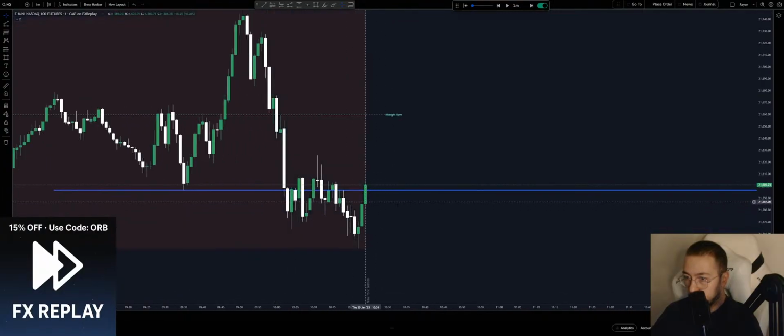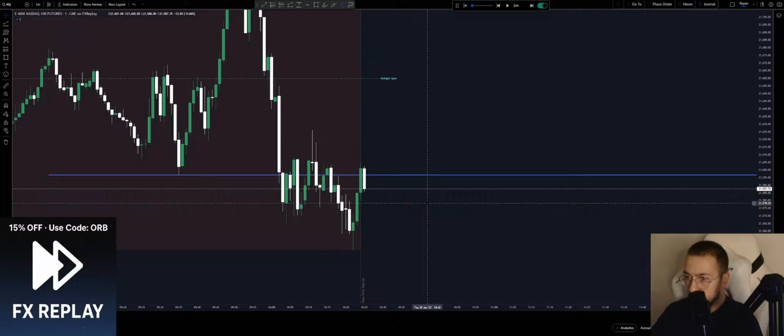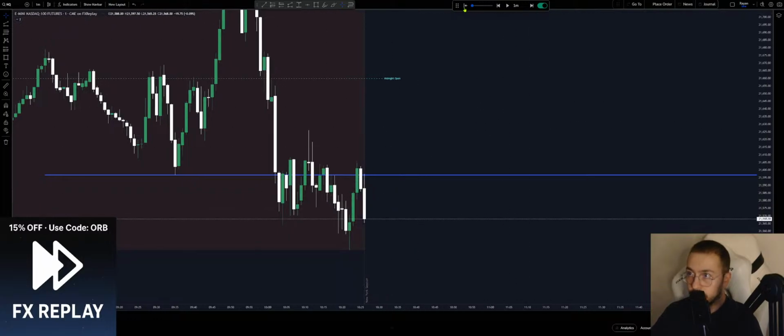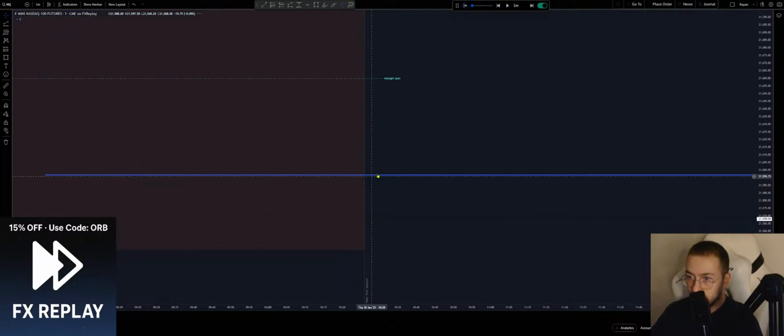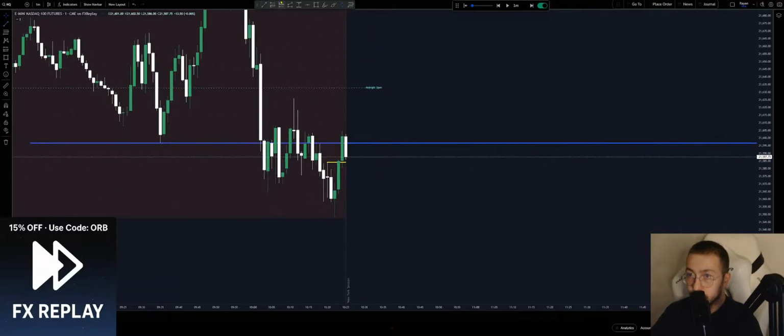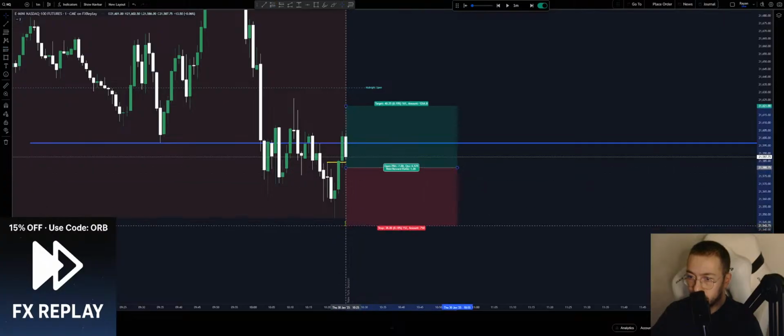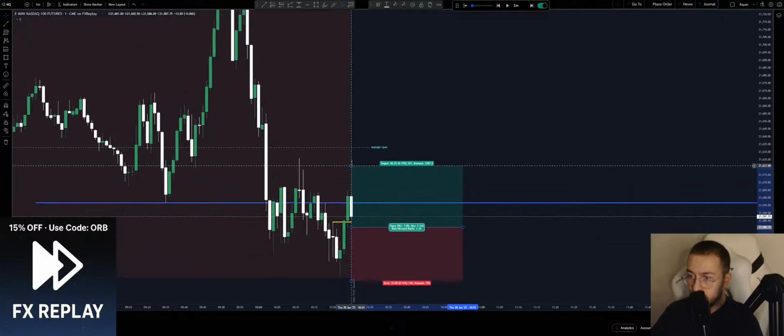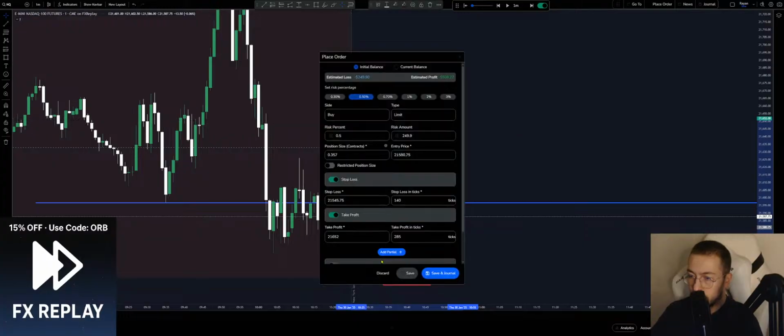Right, we have a break of structure here. Alright, that's our entry. That is the break of structure. And we have the fair value gap here. That's my limit order. It's my stop. Risking 2 risk to reward.